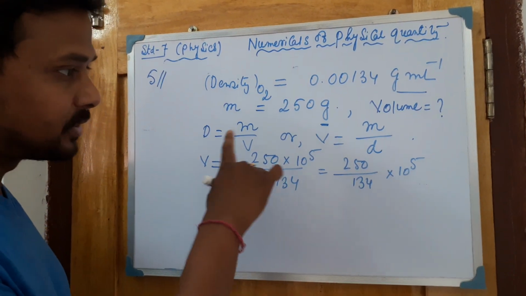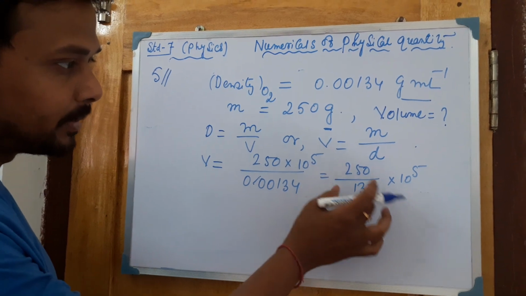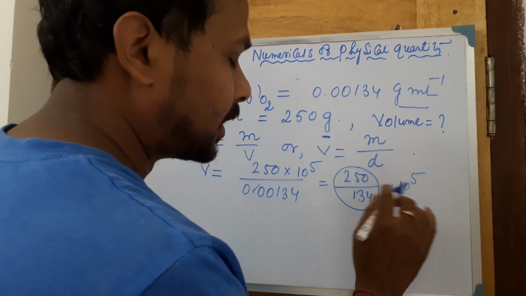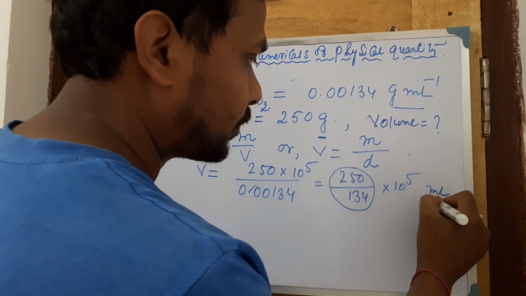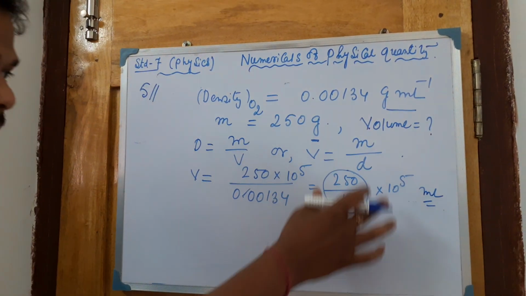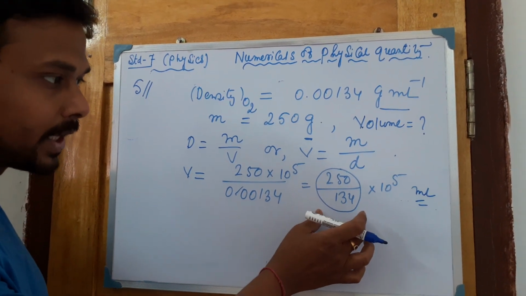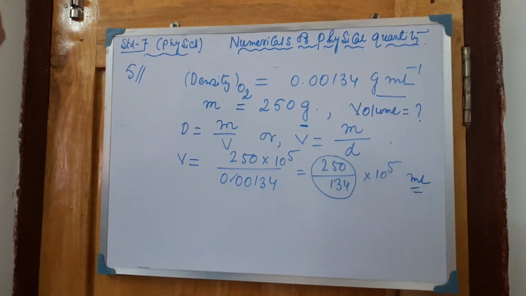So from here, if you see that, then this volume will come in this way. If you divide that, then 1 point something will come. So that will be the answer. The required answer will come in milliliter. I am not doing the calculation here because that would be a waste of time. You just divide that, and the answer will definitely come from here.